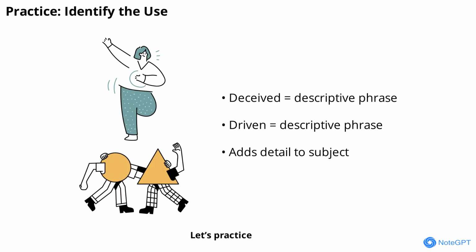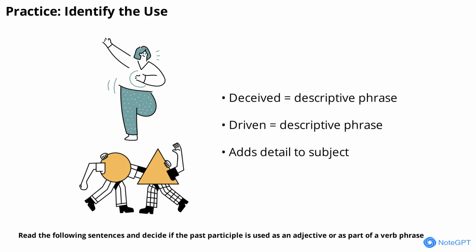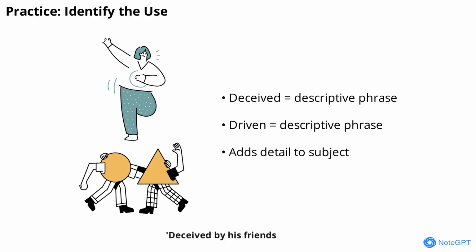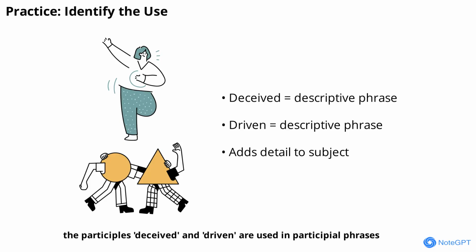Let's practice. Read the following sentences and decide if the past participle is used as an adjective or as part of a verb phrase. Deceived by his friends, he lost all hope. Driven by hunger, he stole a piece of bread. In both cases, the participles deceived and driven are used in participial phrases, giving more information about the subject. These are not verb phrases, but rather descriptive phrases, so they function more like adjectives. Practicing with real examples will help you master this skill.